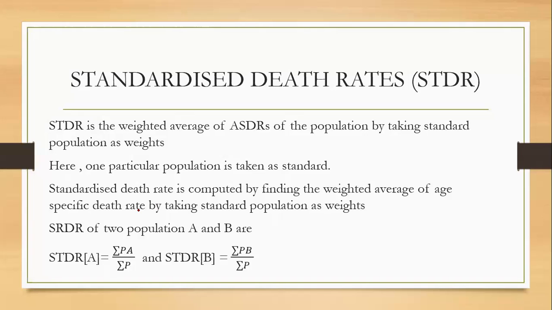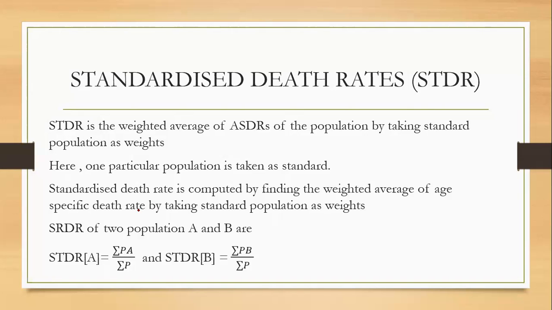Now, in crude death rate, it is a very simple calculation, but the problem was we cannot make comparison between two populations. We were not considering the age and the sex composition in crude death rate. We were only taking the total of population and total of death, dividing and multiplying with 1000.